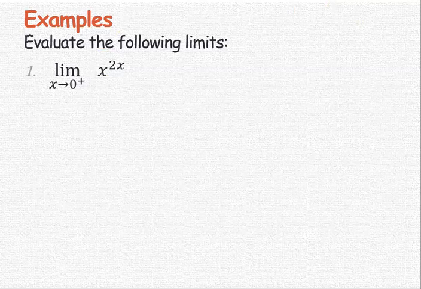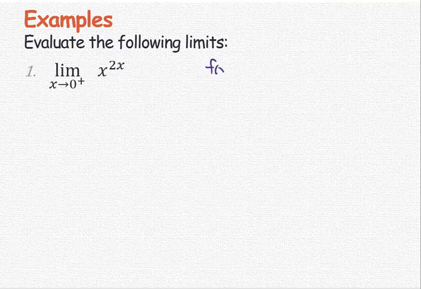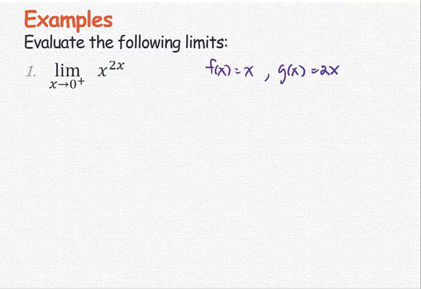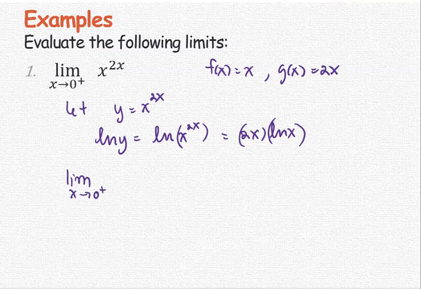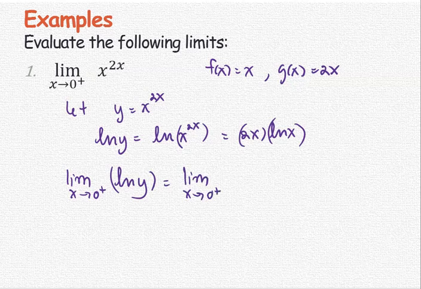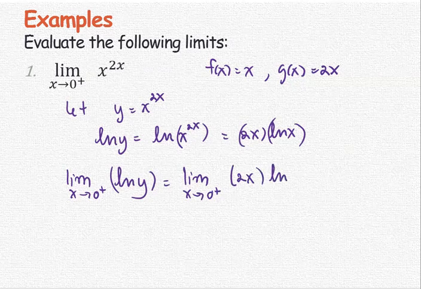Example, limit of x to the power 2x. This time the function f is x and the function g is 2x. First, let y be x to the power 2x. Take the natural log of both sides. Natural log of x to the power 2x, we get 2x multiplied by natural log x. Next, we're going to find the limit as x approaches 0 from the right of the natural log y, as well as the limit as x approaches 0 from the right of 2x multiplied by natural log x.